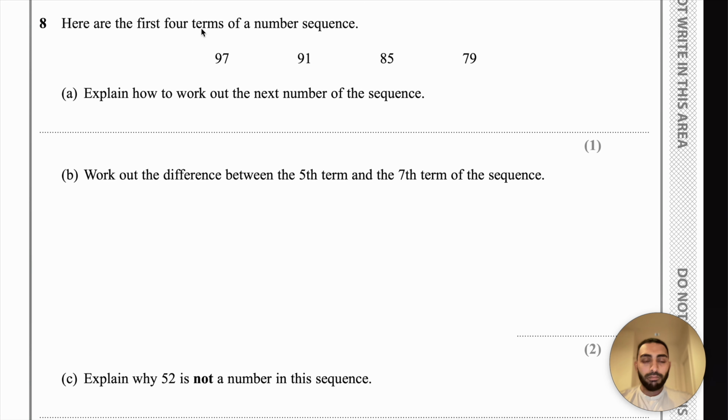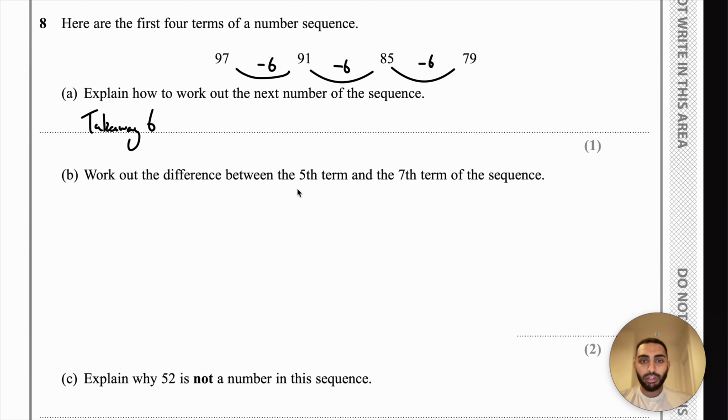Question 8. Here are the first 4 terms of a number sequence. Explain how to work out the next number of the sequence. So you can see it's going down. How much is it going down from 97 to 91? 7 take away 1 is 6. So from there to there, we're taking away 6. From 91 to 85, again, we're taking away 6. And from 85 to 79, again, it's take away 6. So the next one would be just, again, take away 6.